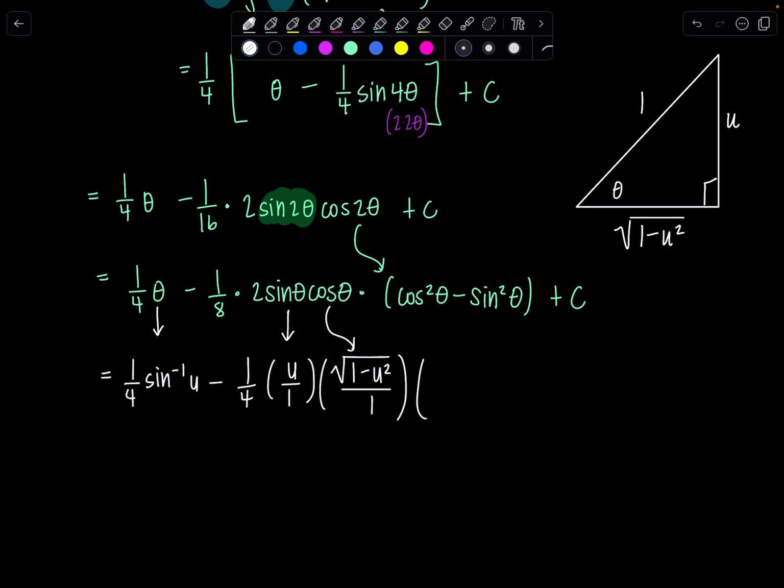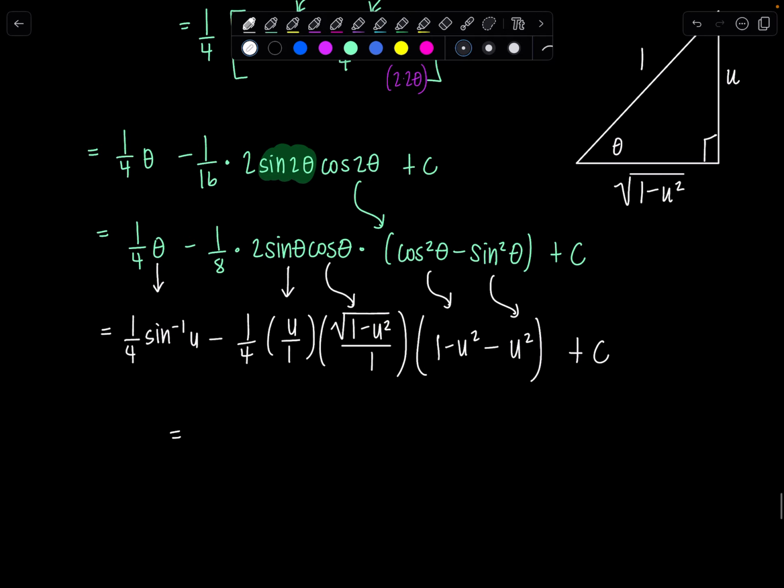And then this is times cosine squared theta. Well, if I square this, which was cosine, right? If I square it, now there's just no more radical. 1 minus u squared minus sine squared theta would be u squared plus c. Oh, look at us. We're doing great. The end is in sight. 1/4 sine inverse of u minus 1/4 u square root of 1 minus u squared. Those are like terms: 1 minus 2u squared plus c.